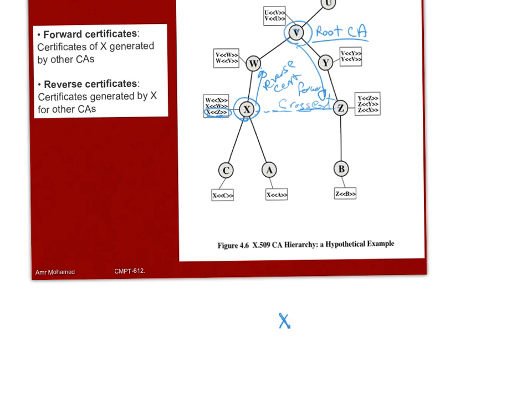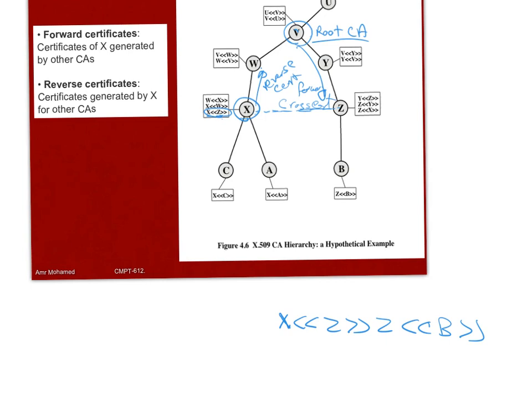And from X, for example, we have two ways. We can use XZ, the cross certificate, to go to Z. And from Z, we go to E. This is the shortcut.